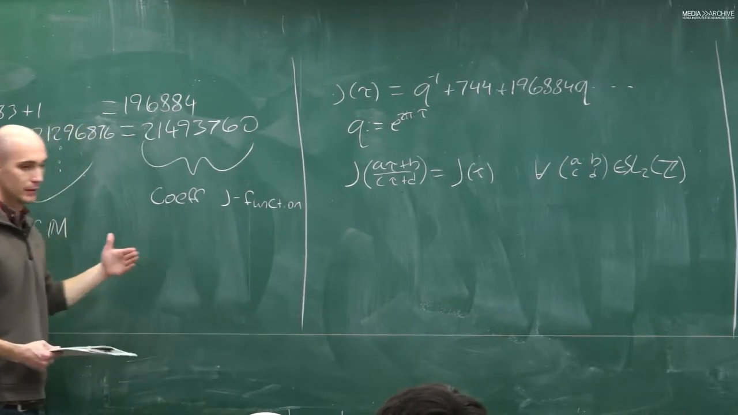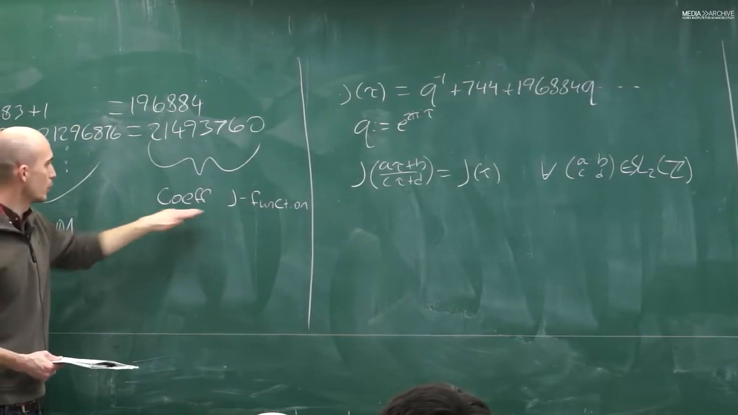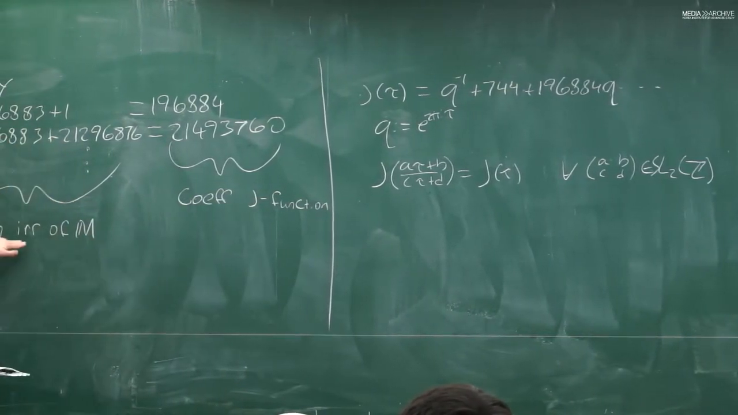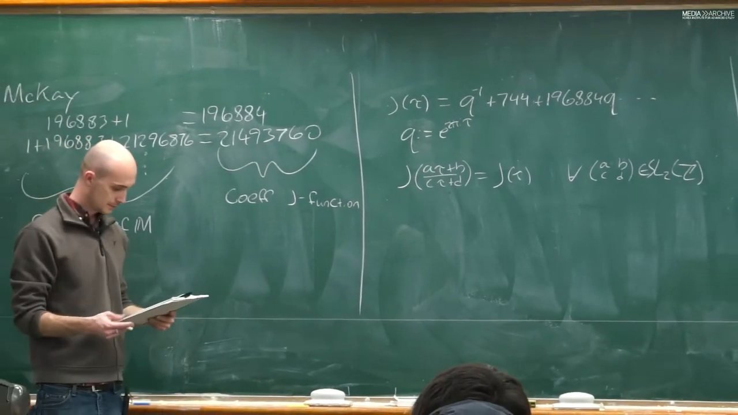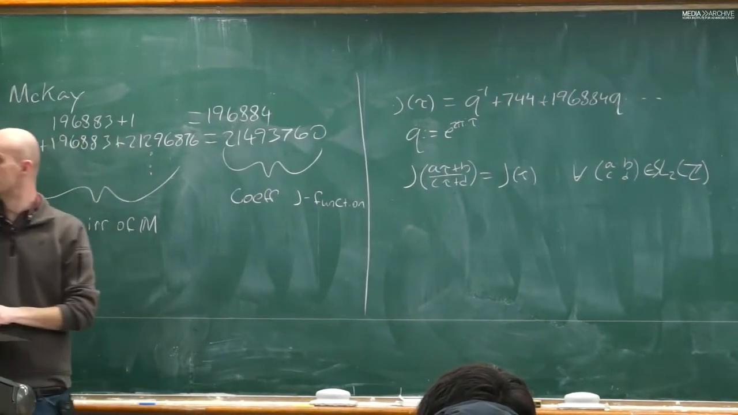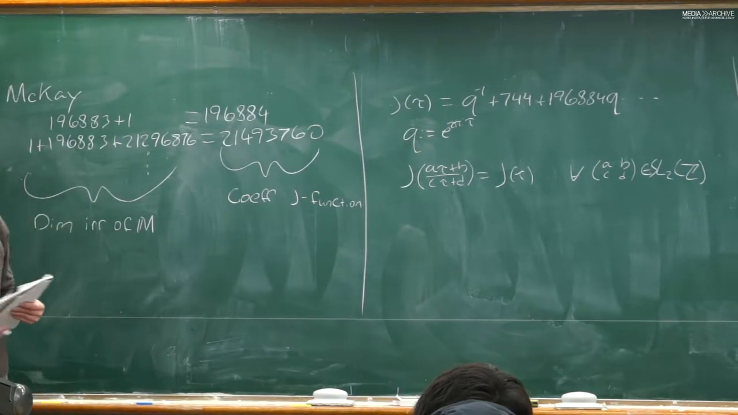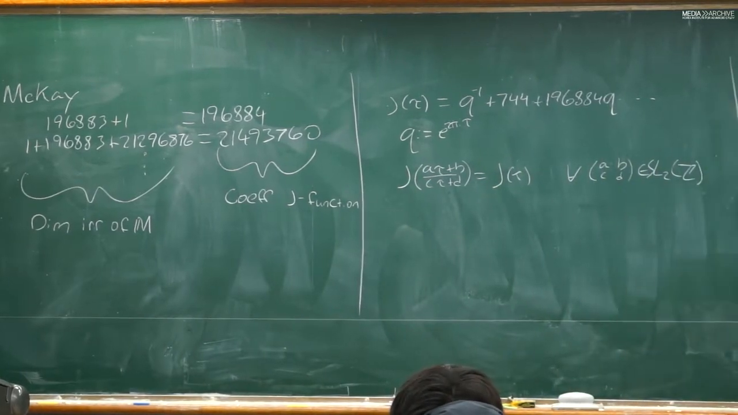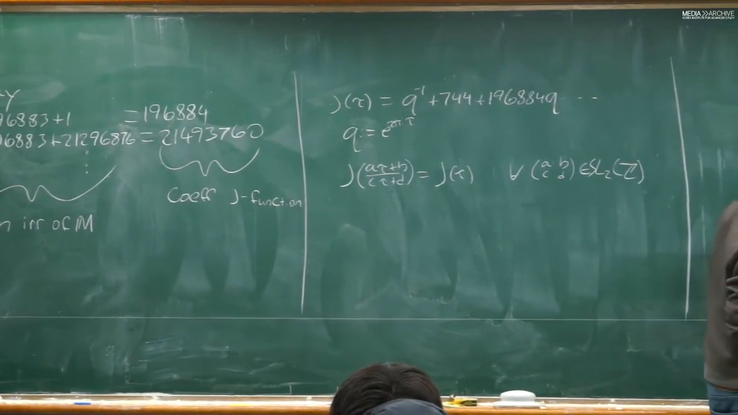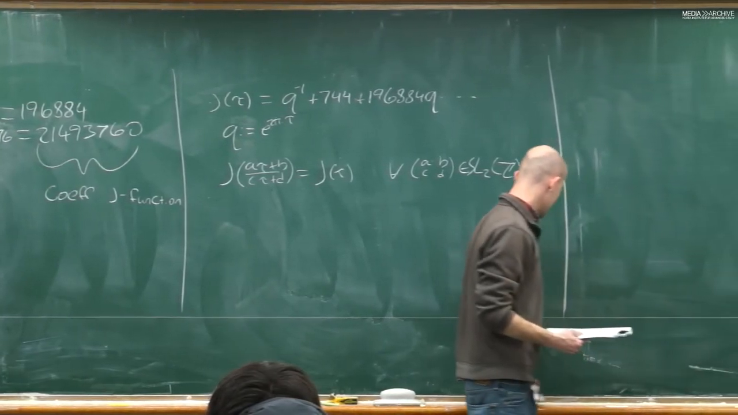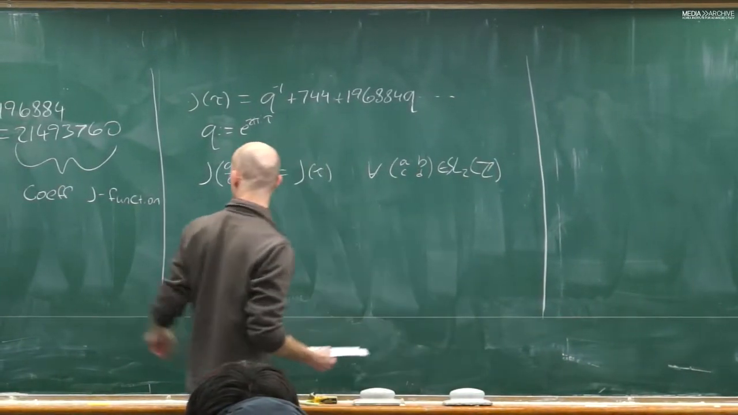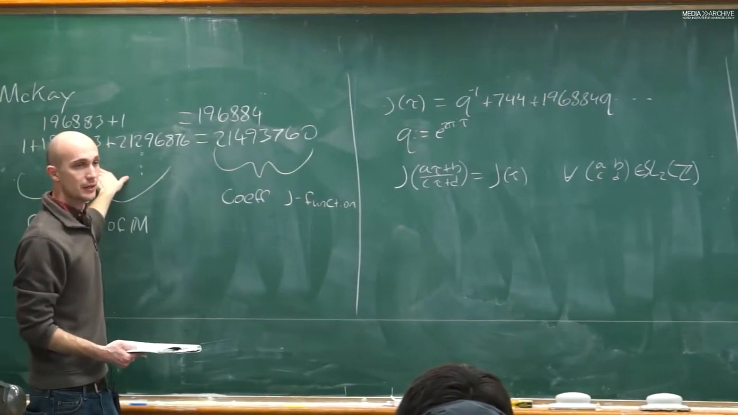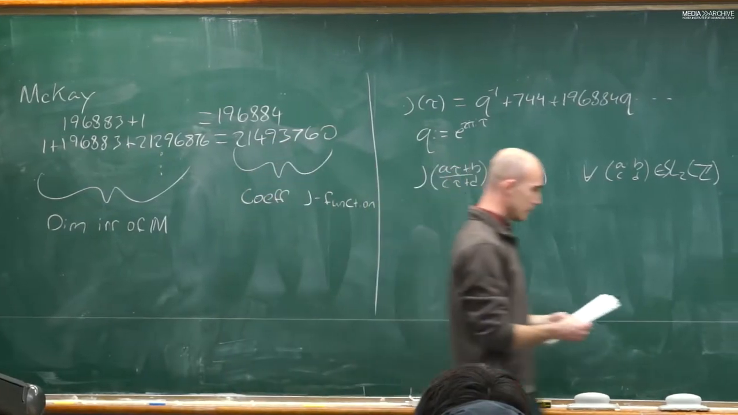And so this was a very noteworthy connection between this theory of modular functions and the representation theory for the monster. So based on these observations, McKay's observations and the generalizations that Thompson made of this, Thompson made a conjecture.